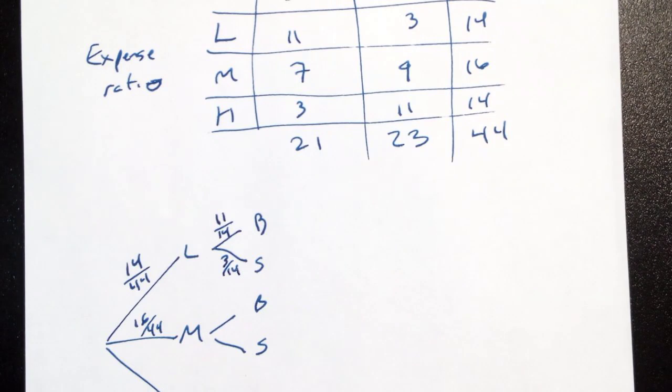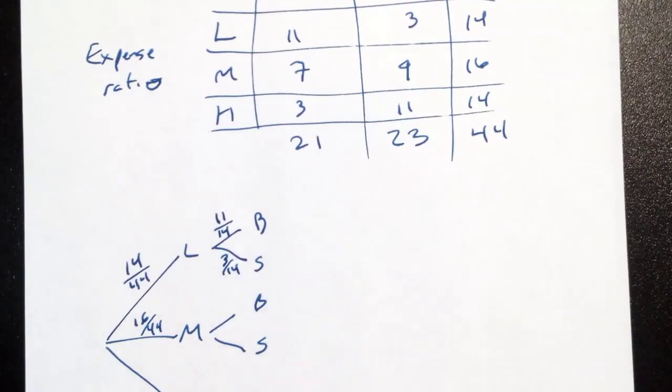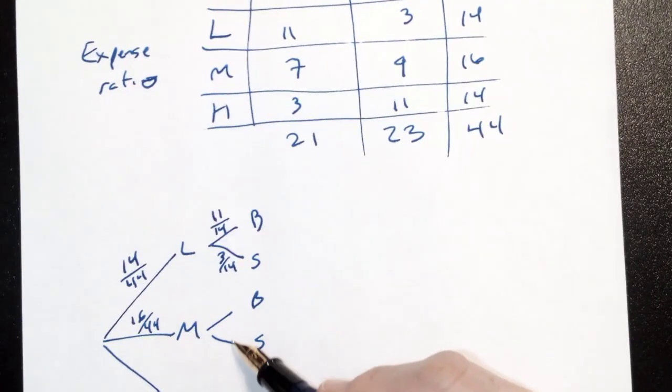And notice those two branches, since they descend from the same root, those two add up to 1. 11 over 14 plus 3 over 14 is 14 over 14. That's a 1. What would go here in this middle set of branches?